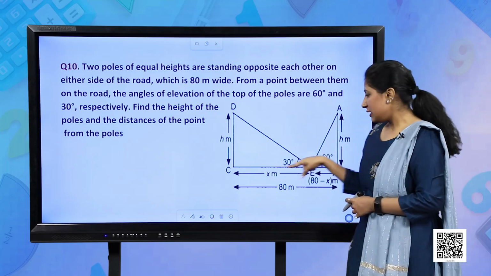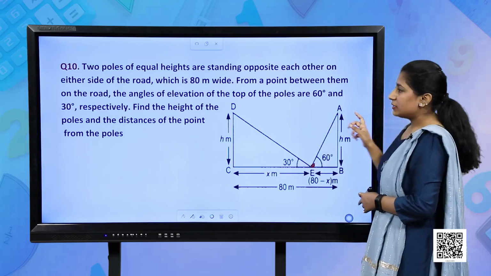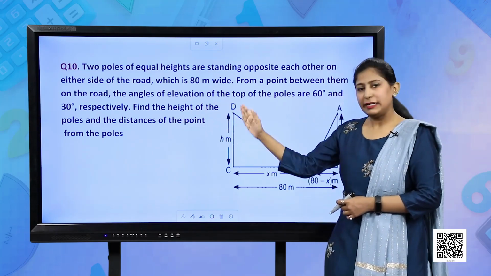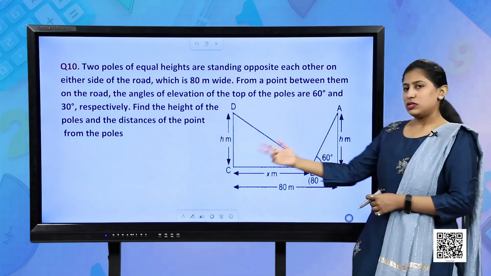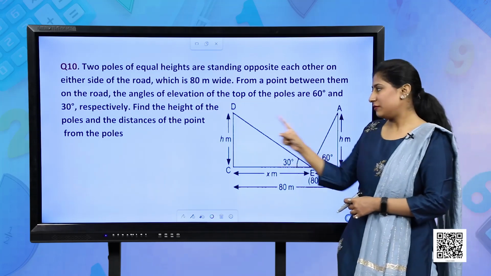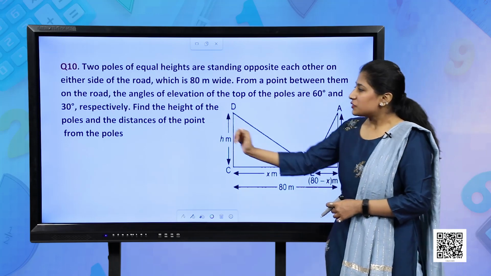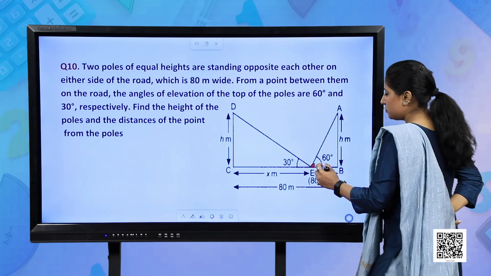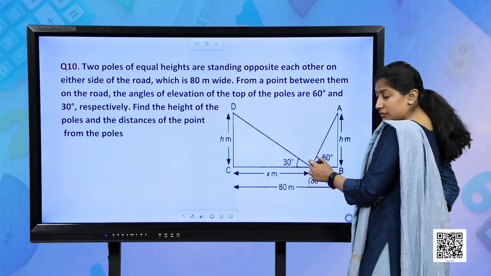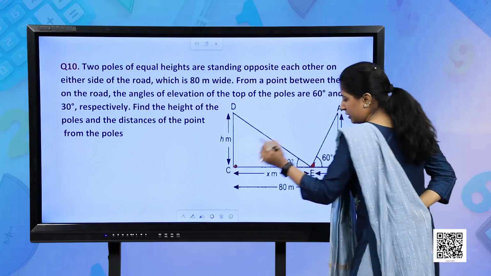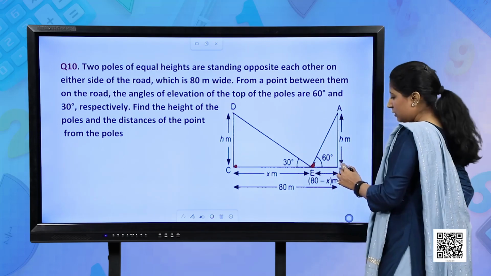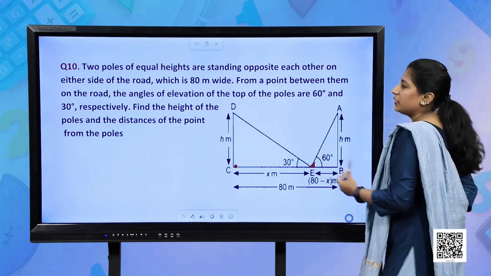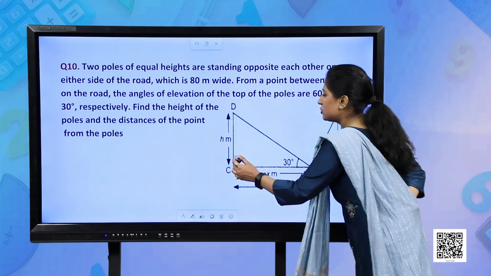So here you can see these two triangles, right? We have to find the height of the poles. We have to find DC or AB. These two are equal, so you just have to find one value. Also, we have to find the distances of the point from the poles, which means we have to find the distance of this point from C and distance of this point from B, which means we have to find CE and also BE. So it is a very simple question.